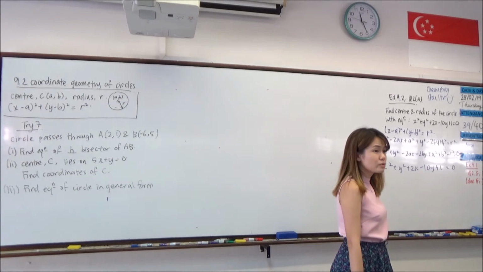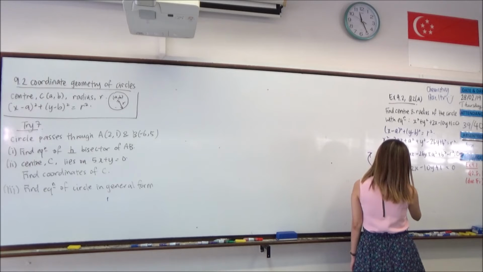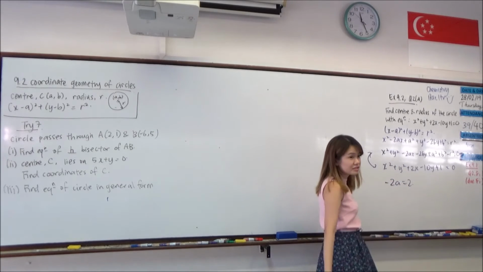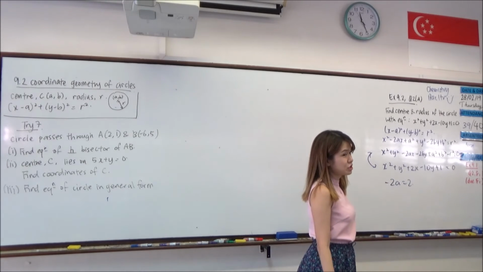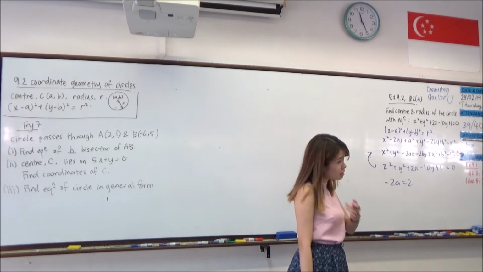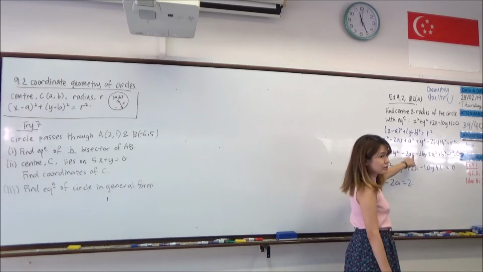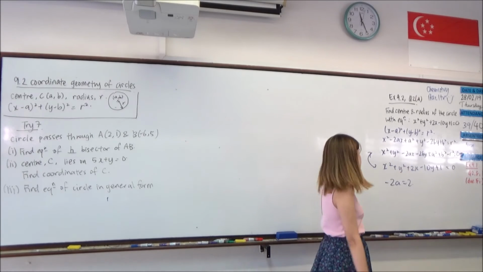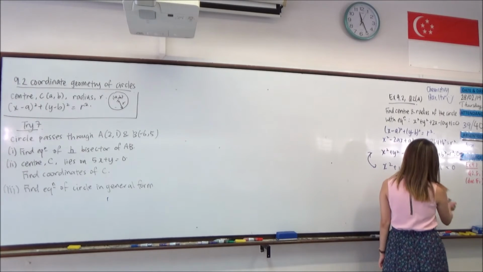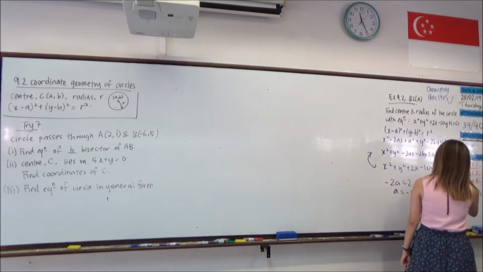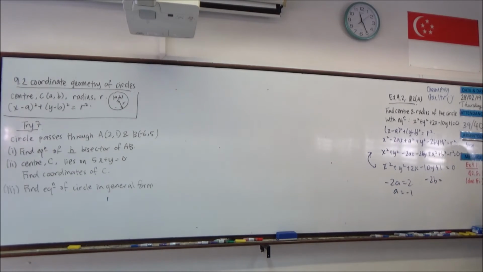Sorry? Minus 2a. And 2, do you know why? We are trying to compare, I want to find a. a is over here. I compare the terms with the x one, right? The variable x. Okay, so a will be equals to -1. Then after that, comparing the coefficient of y, we will get -2b equals to -10, so b is equals to 5.